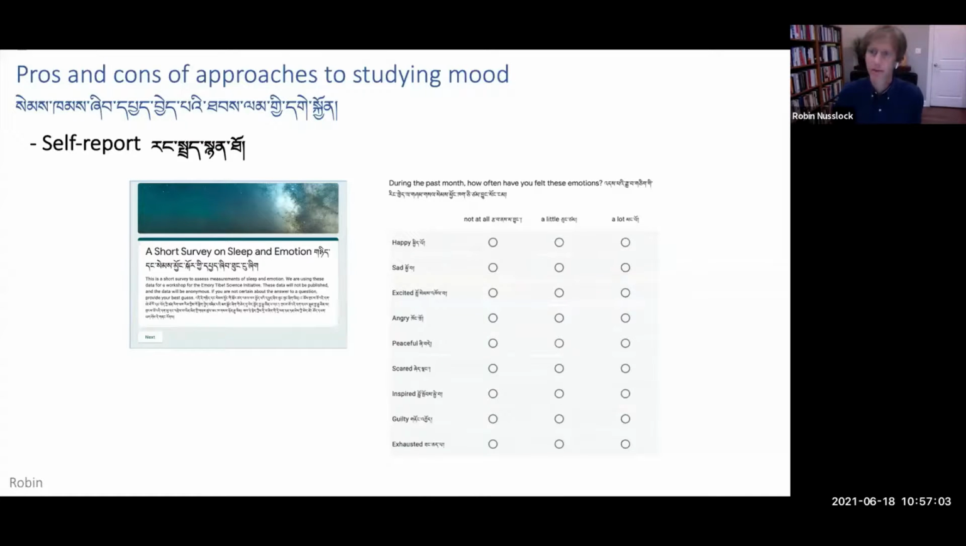Oh, maybe not. Okay. So what we want to do in the last few minutes of today's workshop or conversation is present you some other methods for measuring sleep and emotion that may be more objective.